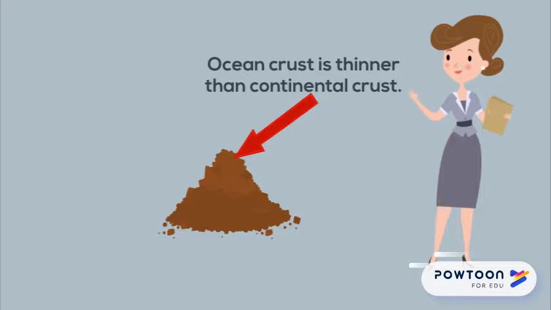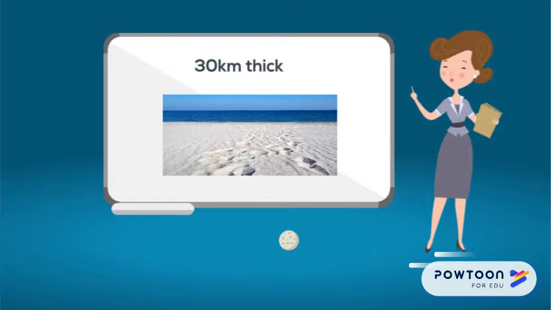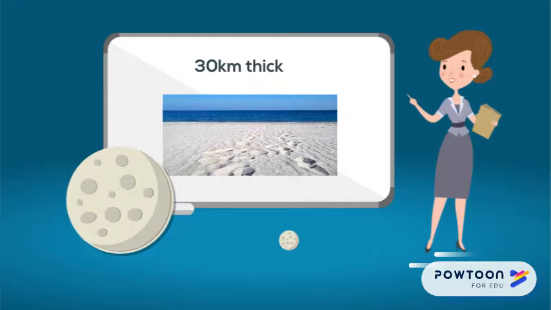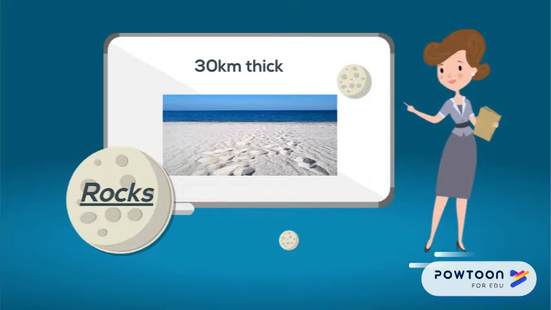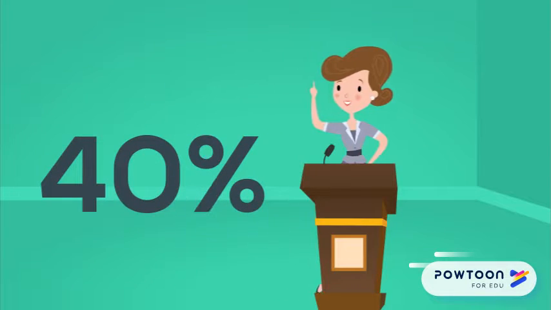Example, basalt. Continental crust is usually about 30 km thick. It is made up of rocks that are rich in silica, such as granite. About 40% of Earth's surface is made of continental crust.